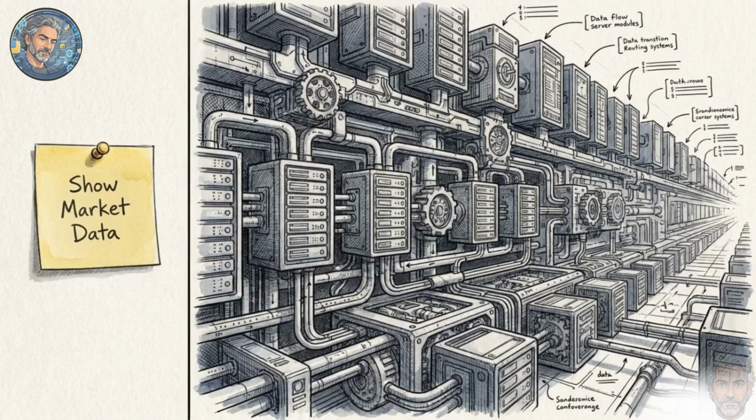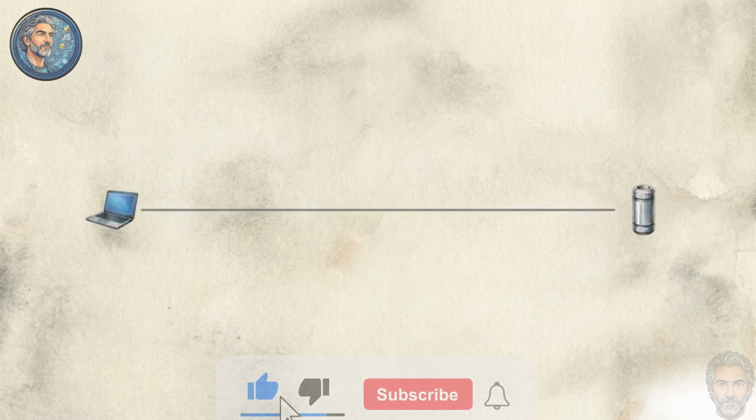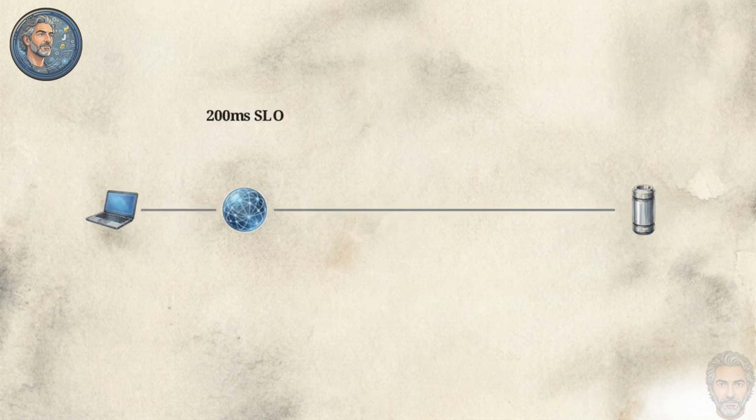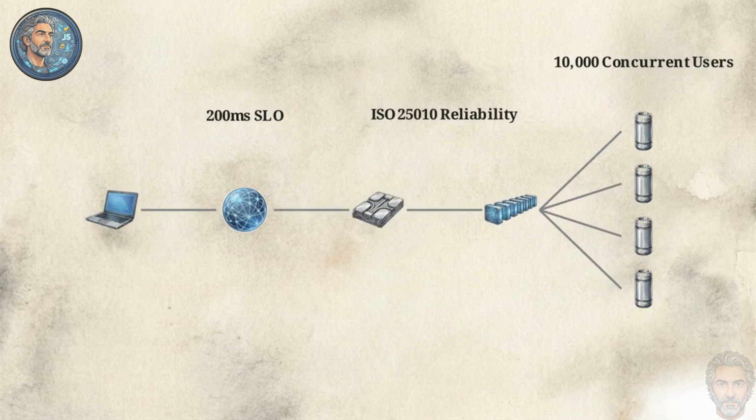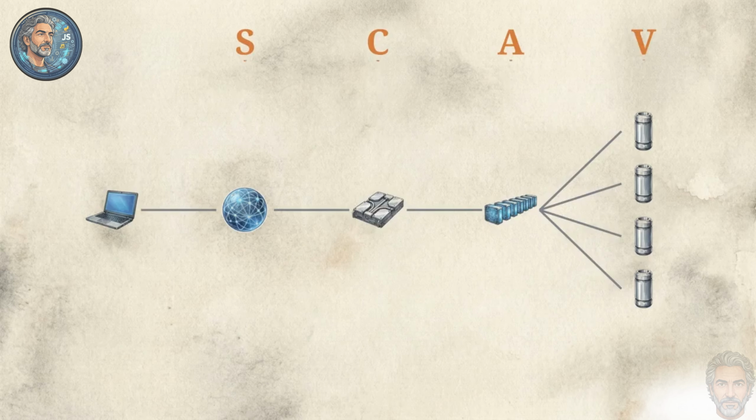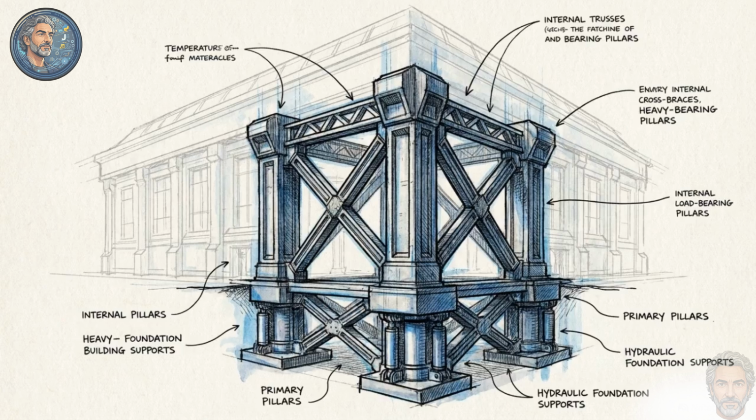Let's apply this framework back to our opening functional requirement, displaying real-time market data to traders. A 200 millisecond latency SLO injects a content delivery network. A 10,000 user volume constraint shatters the database into read replicas. An ISO 25010 reliability attribute snaps a load balancer and message queue into place. Every component satisfies VCSA. While the functional requirement defines the initial intent, the quality attributes determine the physical structure of the system.